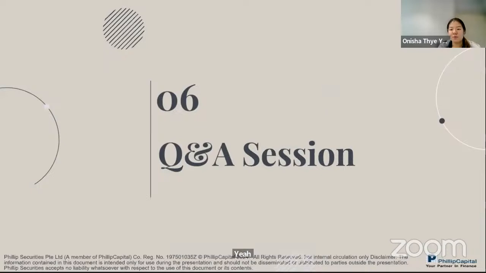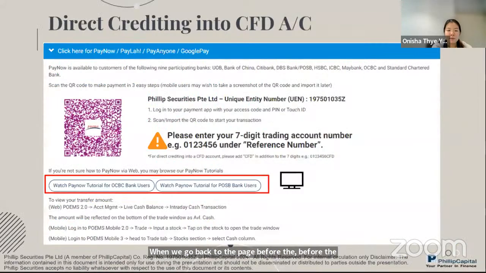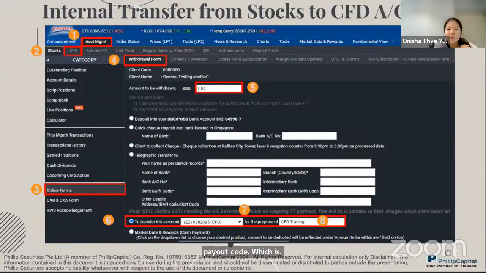When we go back to the page before the pay now code, which is before this one, yeah, this one is for our existing customers for internal transfer of funds from stocks to our CFD account. If you need a screenshot, you can screenshot this to see how to transfer.